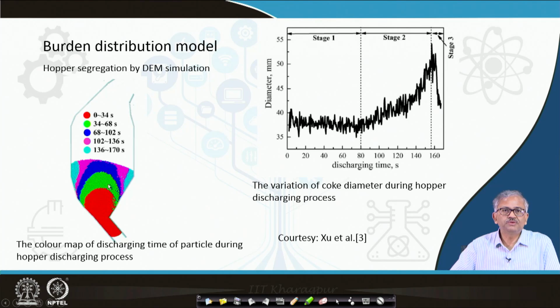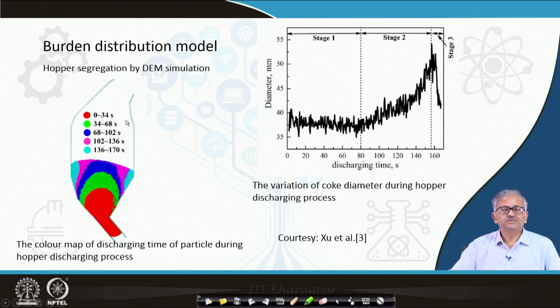And this is one picture. You can see the color map of discharging time of particles during the hopper discharging process. Basically, the red particles will come first, within 0 to 34 seconds, and then the green particles will come out next, 34 to 68 seconds, and then the blue ones will come in 68 to 102 seconds. This will be 102 to 136 seconds, and the purple will come at the end. So this is the way you can know when the particle is coming out.